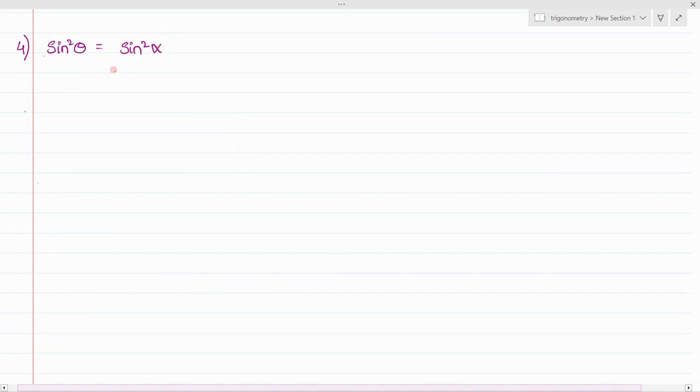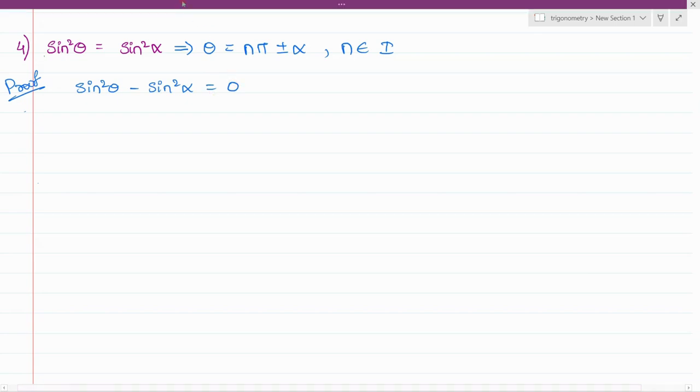Next standard trigonometric equation is sine square theta is equal to sine square alpha. For this, the general solution of theta will be n pi plus or minus alpha, where n belongs to all the integers. So let's prove this. So we can write this as sine square theta minus sine square alpha is 0.